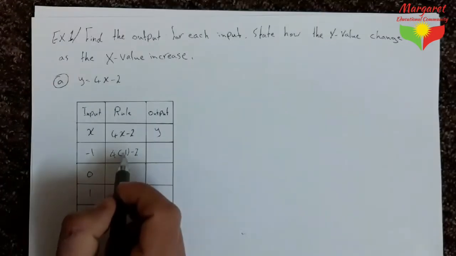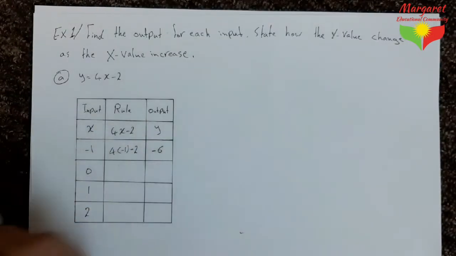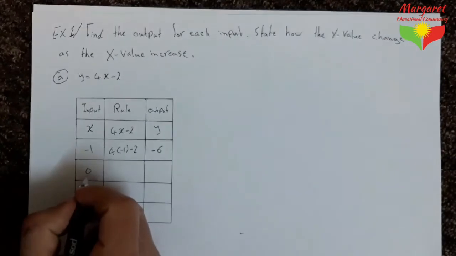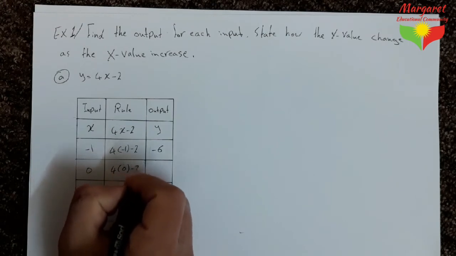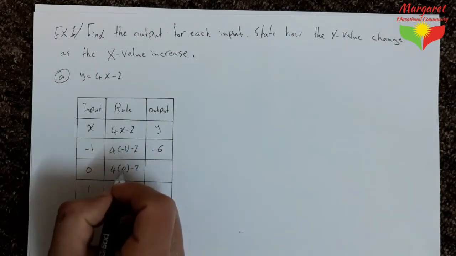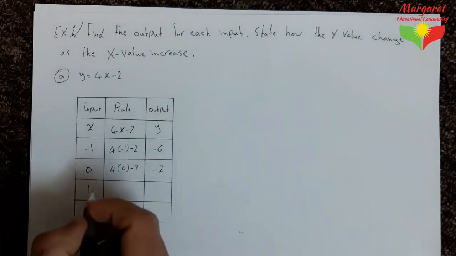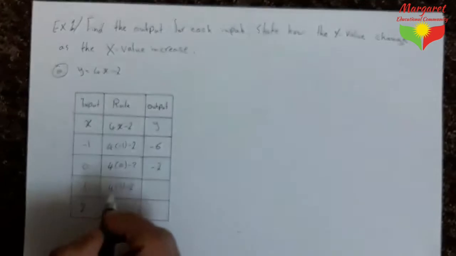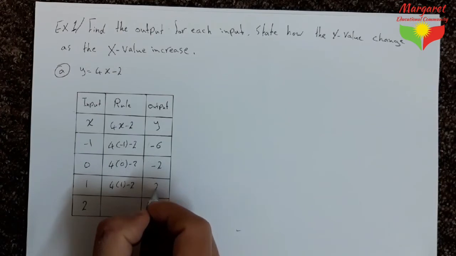4 times minus 1 equal to minus 4. Minus 2 equal to minus 6. And substitute 0 for x. So we have 4 times 0 minus 2. 4 times 0 equal to 0. 0 minus 2 equal to minus 2. And substitute 1 for x. So we have 4 times 1 minus 2. 4 times 1 equal to 4. And minus 2 equal to 2.